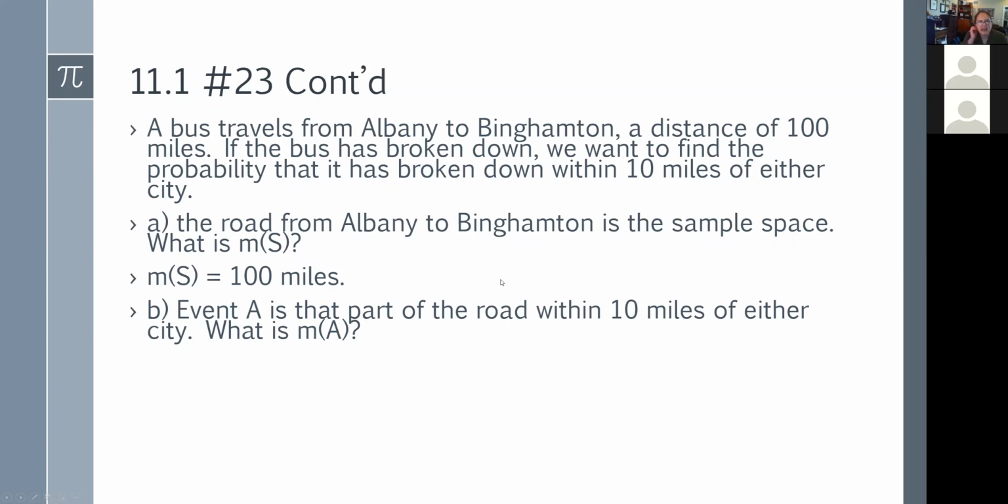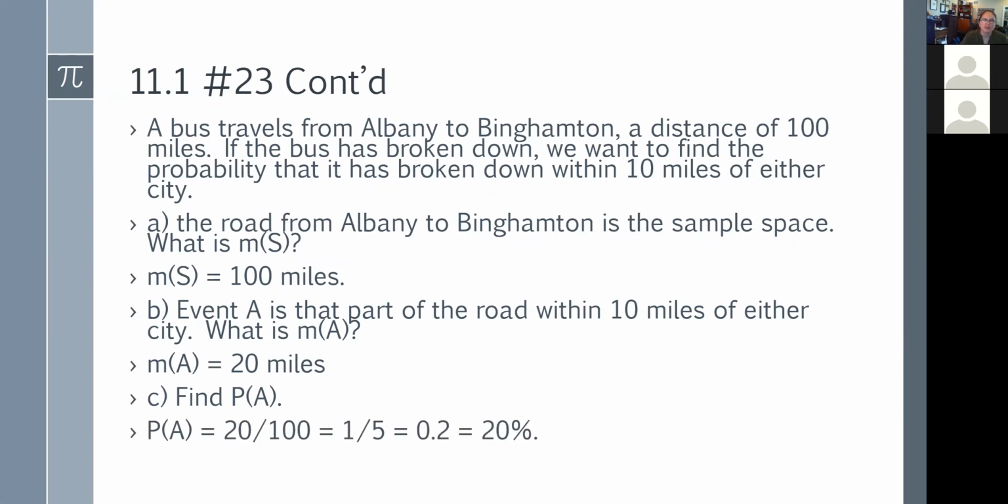Part B, event A is that part of the road within 10 miles of either city. What is M of A? That would be 20 miles, okay? 10 miles from Albany and 10 miles from Binghamton. And then we're going to find the probability of A. The probability of A would be M of A divided by M of S, and that's 20 miles divided by 100, which is 20% or 1/5.